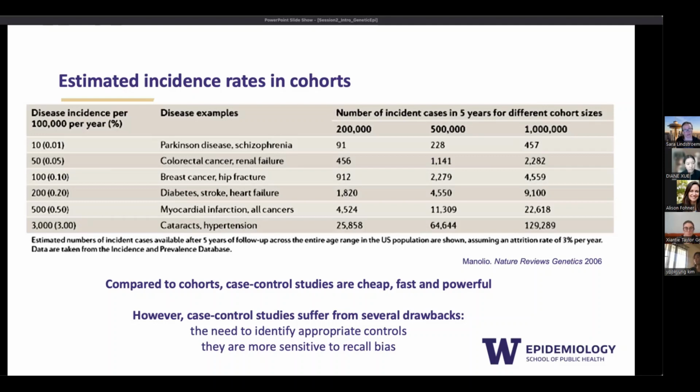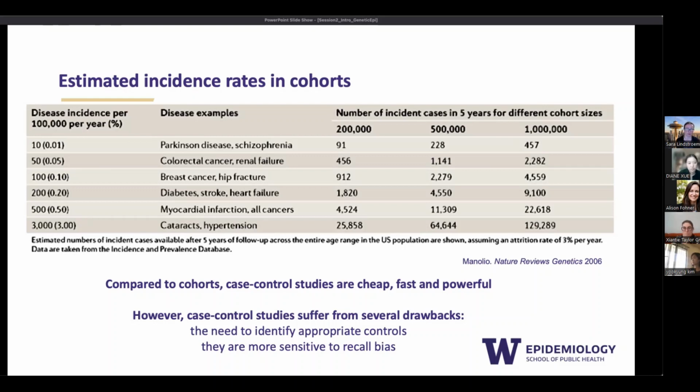As I said earlier, I'm really interested in breast cancer. So if I want to have 4,500 cases after 5 years, I would have to go and recruit 1 million individuals from the get-go. And of course, that is a very big undertaking in order to get your 4,500 cases. And as we're going to talk about in genetic epi, 4,500 cases are often not enough to find the low penetrant genetic variants we are often looking for.